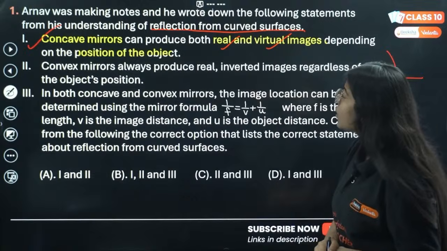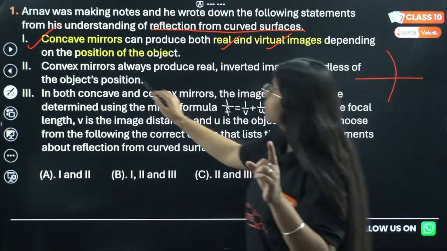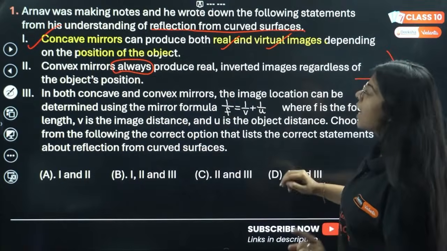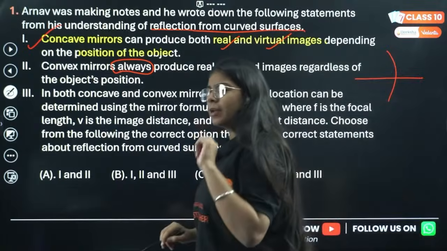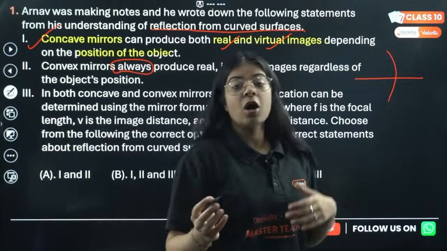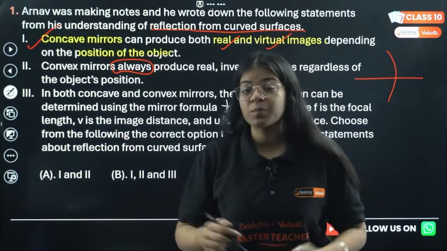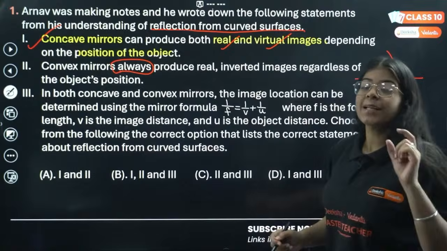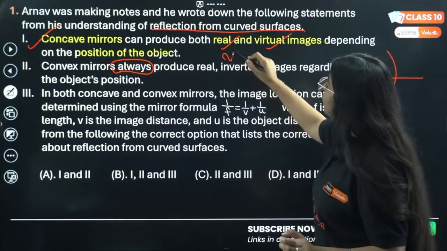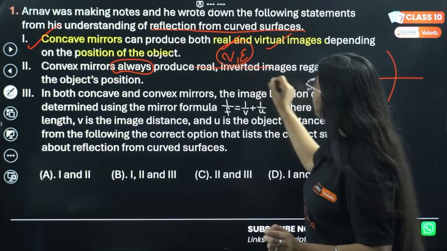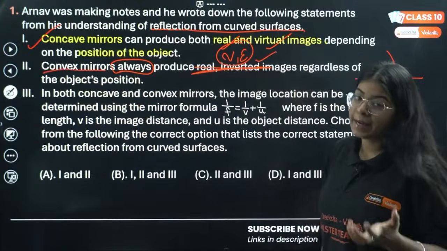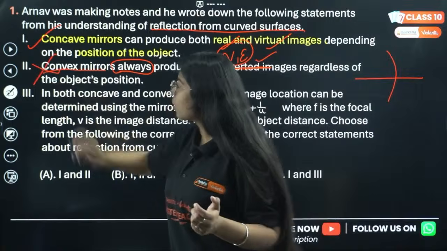Convex mirrors always produce real and inverted images regardless of the object's position. Now you tell me, what kind of image does a convex mirror produce? A real inverted image or a virtual erect image? Answer in the comment section. Okay, so we know that a convex mirror always produces a virtual and erect image, not a real inverted one. So this option is wrong.